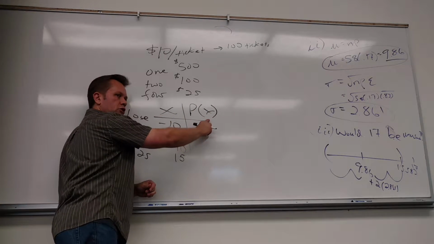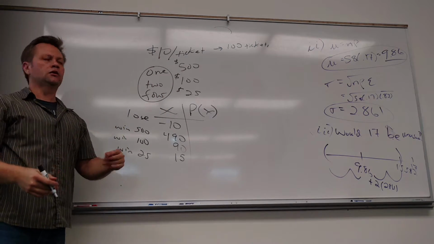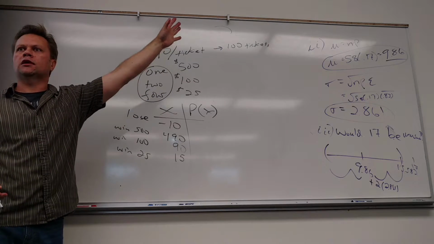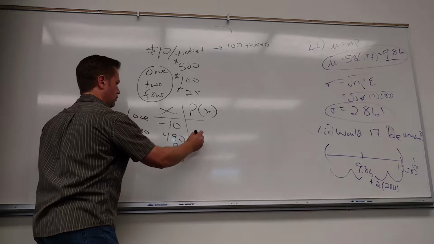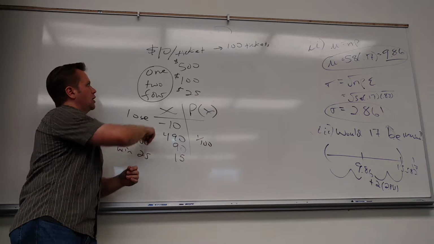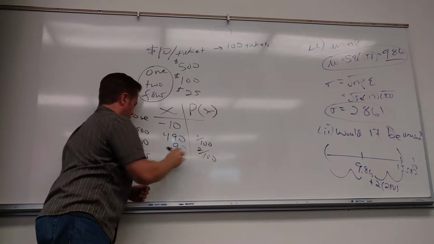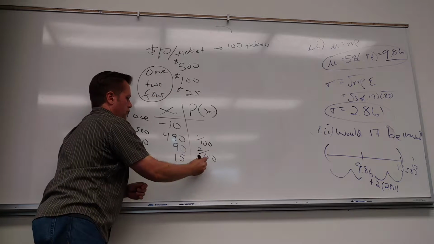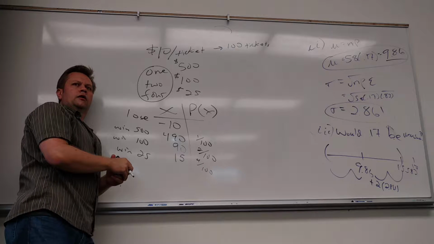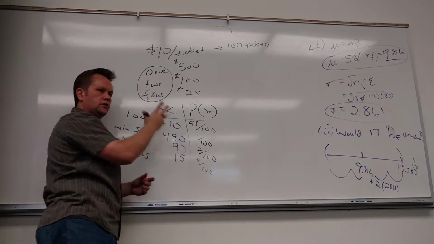Now the probabilities of each. That's going to be affected by how many chances there are to do each thing. So there's only one chance to get $500. So 1 out of 100 tickets will get you this much total profit. For $100, 2 out of 100. For $25, 4 out of 100. So what's left over for losing? 93. That's what I was saying earlier. It's 93 times more likely to lose than it is to win $500.